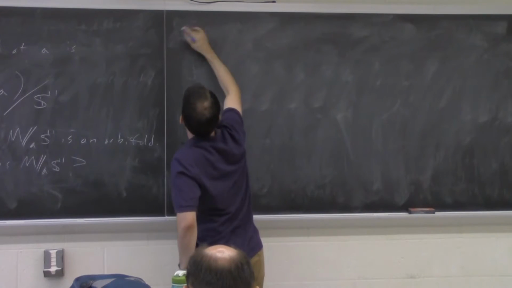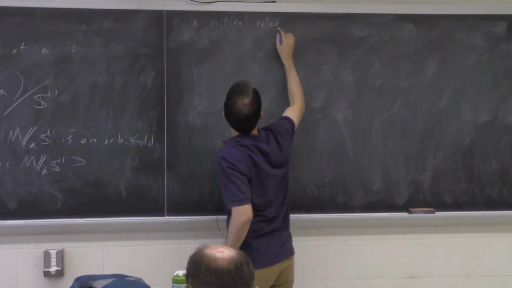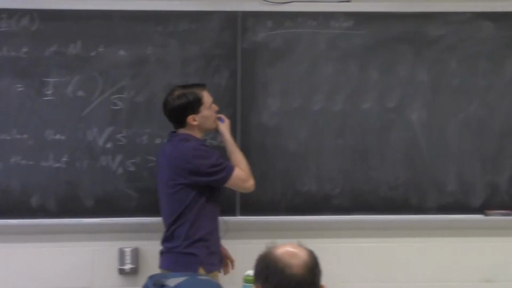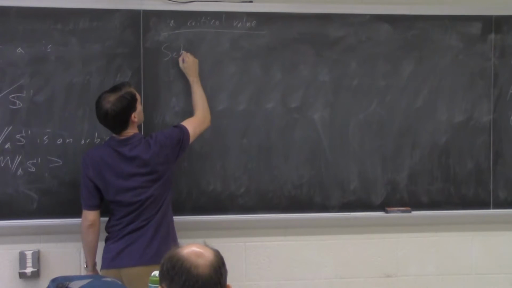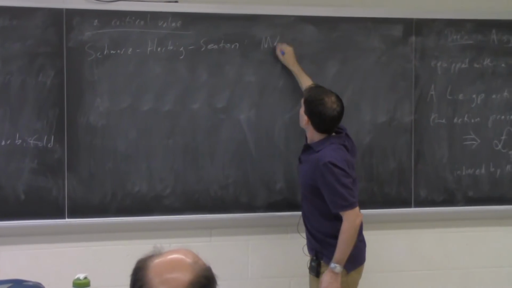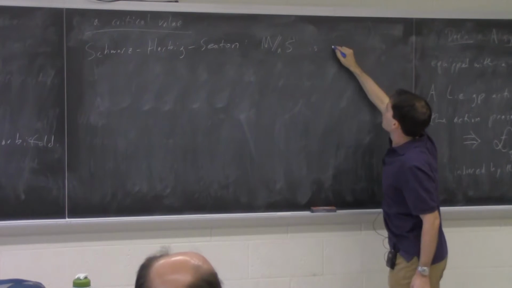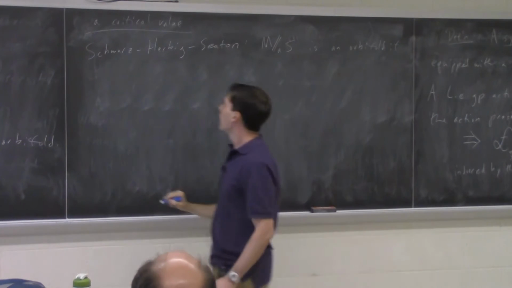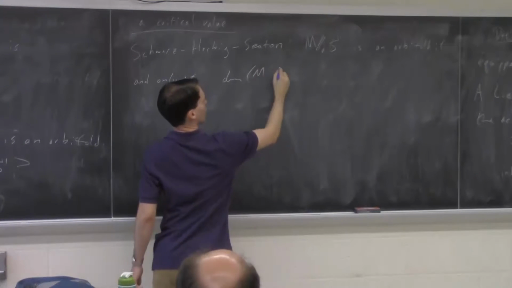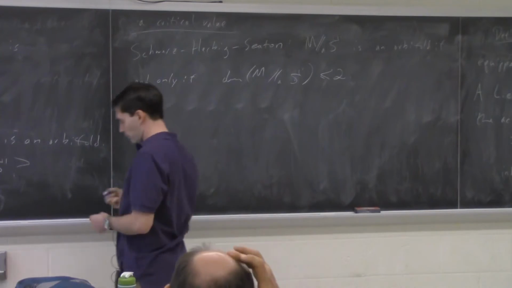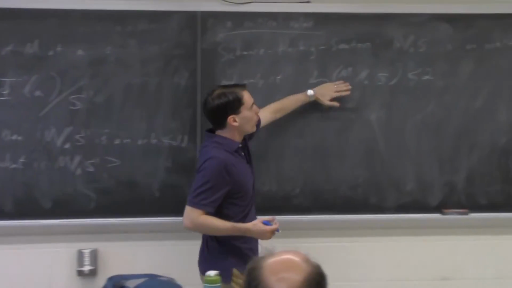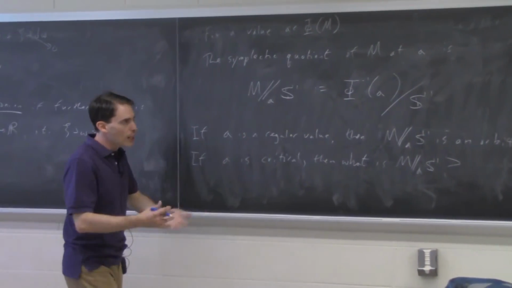So let me just fix A critical. A critical value. It is a result of Schwarz, Herbig, and Seaton. So Schwarz, which is not alphabetical at all, but oh well. That in the case of a critical value, this is an orbifold if, and only if, the dimension of it is less than or equal to 2. Here again, A is critical. So obviously, if it's a regular value, you get an orbifold. But it's going to be an orbifold only if this is true. So what about the others? Can you say anything about that?